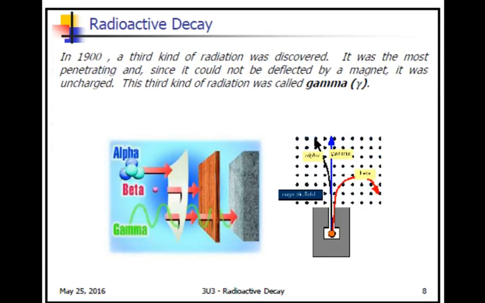In 1900, a third kind of radiation was discovered. This was a type of radiation that was very penetrating. We call this gamma radiation. It was uncharged, so it could pass through a magnetic field without any sort of deflection.